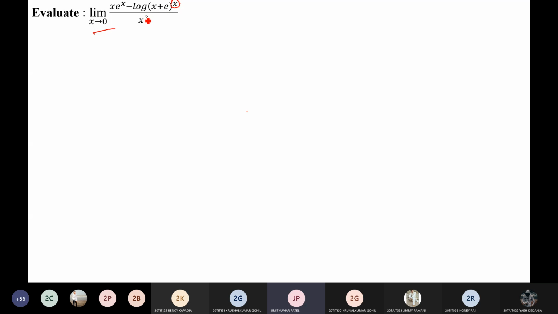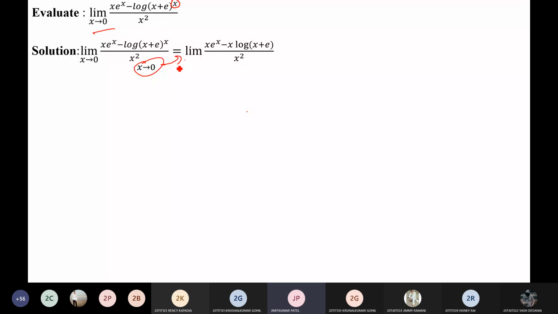We can put x before the log. Okay, that means limit, here there is a printing mistake, x tends to 0. So x e raised to x minus x into log x plus e divided by x square. What do I use here? Log x raised to b is equal to, if the base is e then what do we do? Log x e. This is the rule of logarithm, so I use it here. So x e raised to x minus x log x plus e divided by x square.